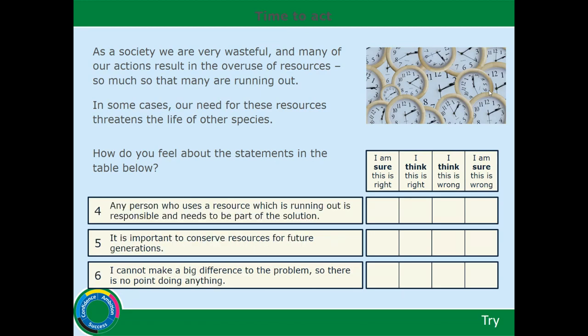Okay, let's look at the next 3 statements. Any person who uses a resource which is running out is responsible and needs to be part of the solution, right or wrong. It is important to conserve resources for future generations, right or wrong. I cannot make a big difference to the problem, so there is no point doing anything. Is that the right attitude or the wrong attitude? Please answer these 3.